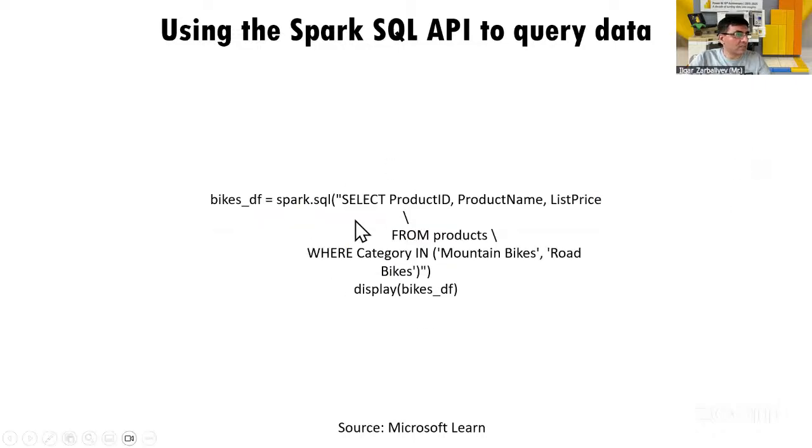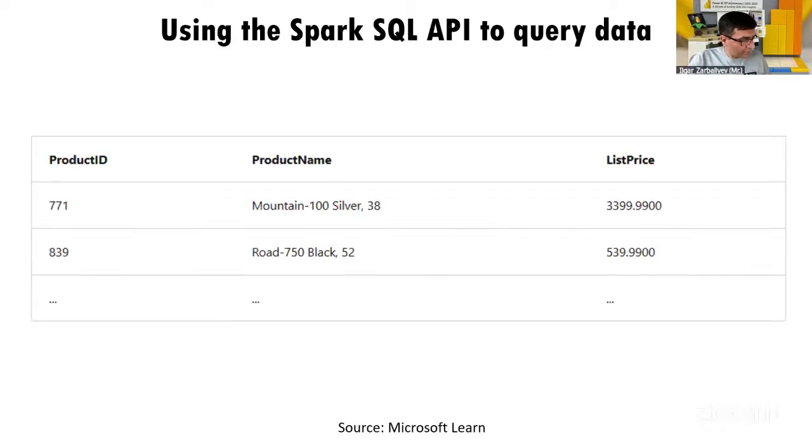You can use this Spark SQL API in code written in any language to query data in the catalog. For example, this PySpark code uses a SQL query to return data from the products table as a data frame, right? Okay. And the results from that code would look similar to the following table.